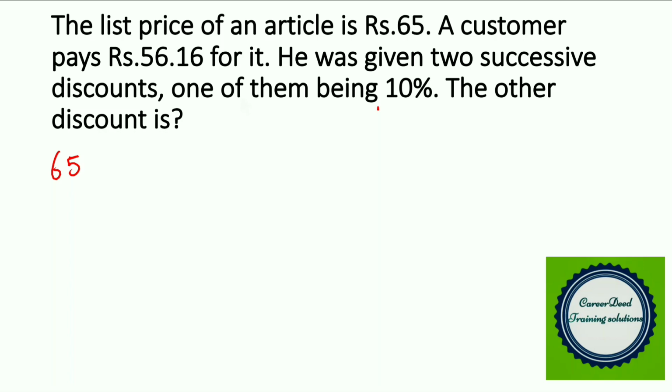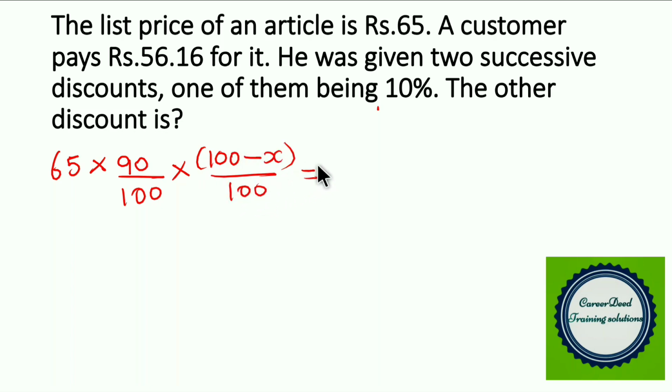Hope you got the point. Okay, now we know the market price is 65 rupees. So list price or market price both are the same. So if the market price is 65 rupees, from this he is gaining a 10% discount at first. So he has to pay only 90% of the 65 rupees. And you have to find the second discount. So second discount is 100 minus x percentage. So 100 minus x by 100. So that finally he is paying how many rupees? 56.16 rupees.